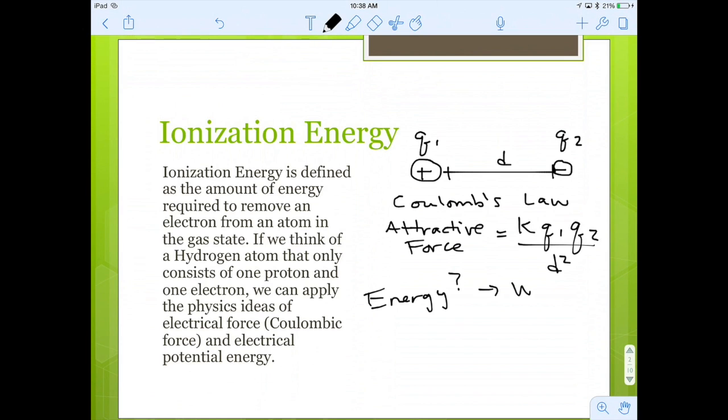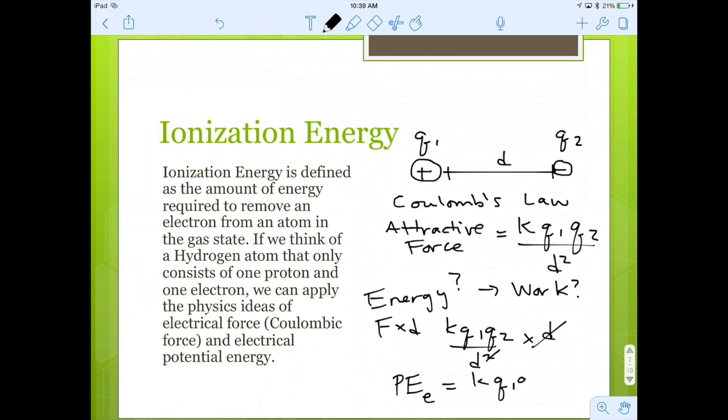So we can think of maybe work, because work is a way we looked at energy in our thermo chapter. And work is just force applied over a distance. So if we multiply our force formula, K, Q1, Q2 over distance squared, by distance, we can get the distance to cancel. That changes our formula for energy, and for this example, it's potential energy for two electrical charges: K, Q1, Q2 divided by distance.